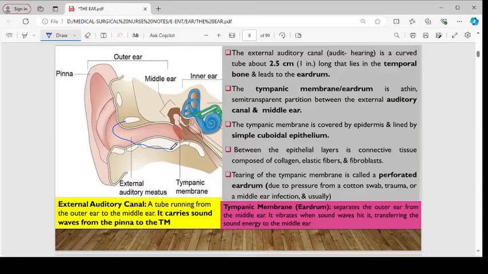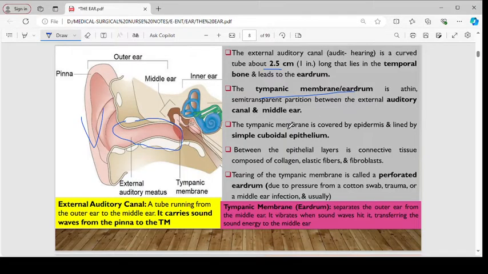From there, we have the external auditory canal, which is just a tube running from the outer ear to the middle ear. It carries sound vibration from the pinna, which is the outside or the auricle, to the tympanic membrane. This external auditory canal is about 2.5 centimeters long, and it lies within the temporal bone and leads to the tympanic membrane. The tympanic membrane is also referred to as the eardrum, and it's a thin semi-transparent partition found between the external auditory canal and the middle ear.